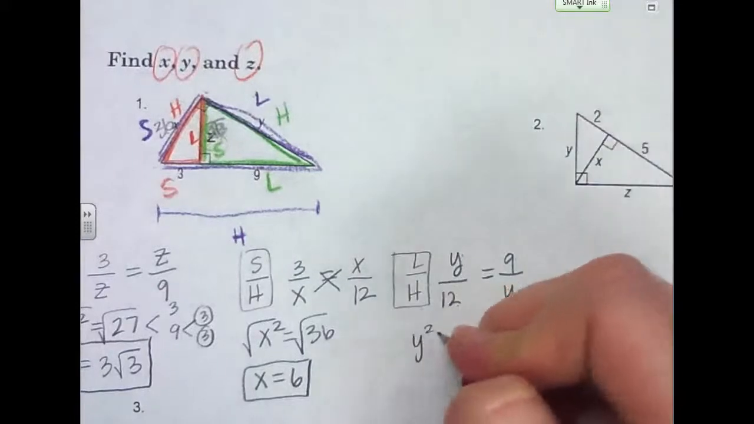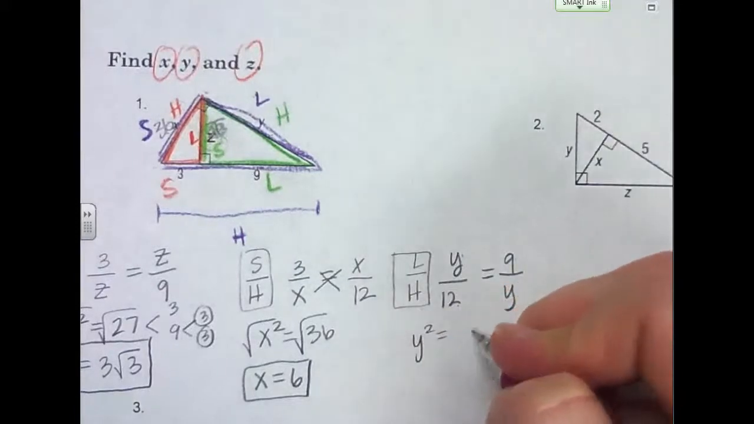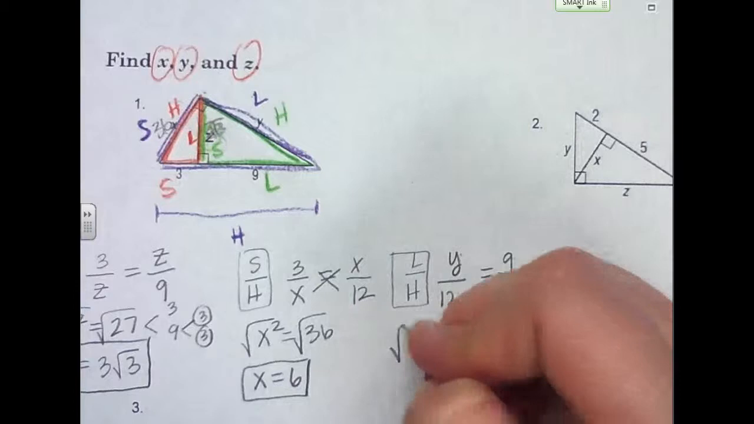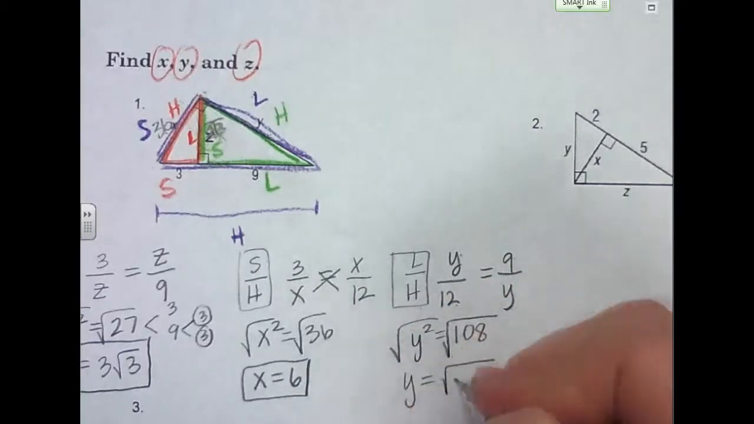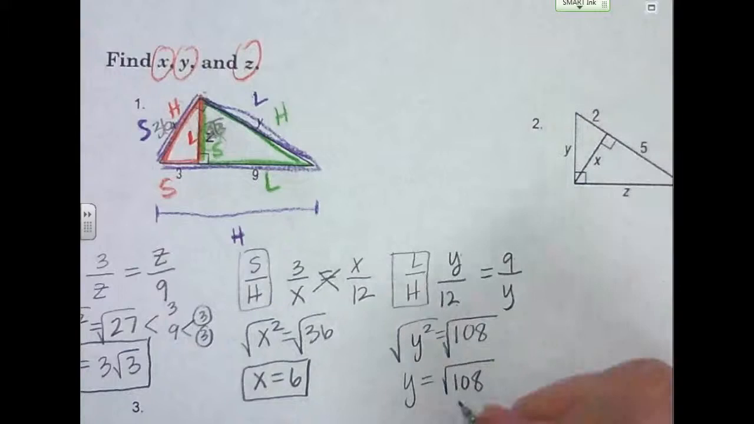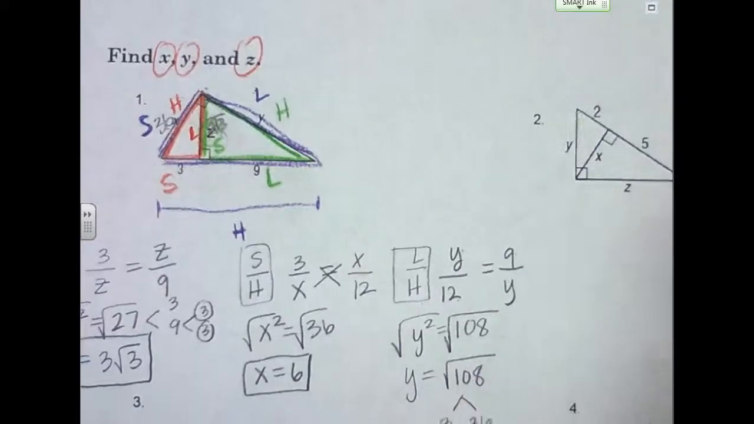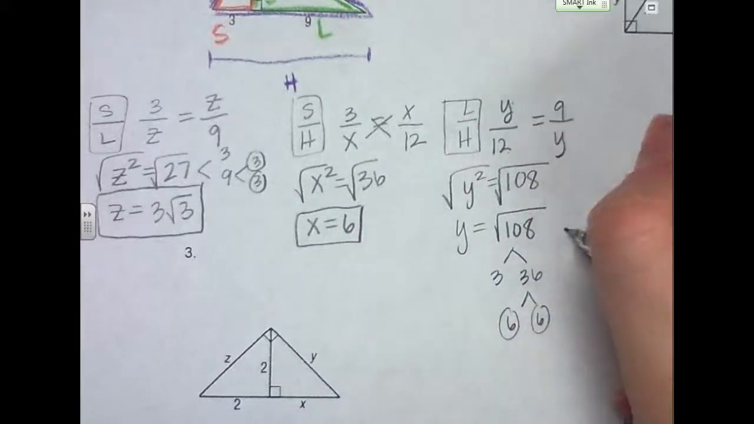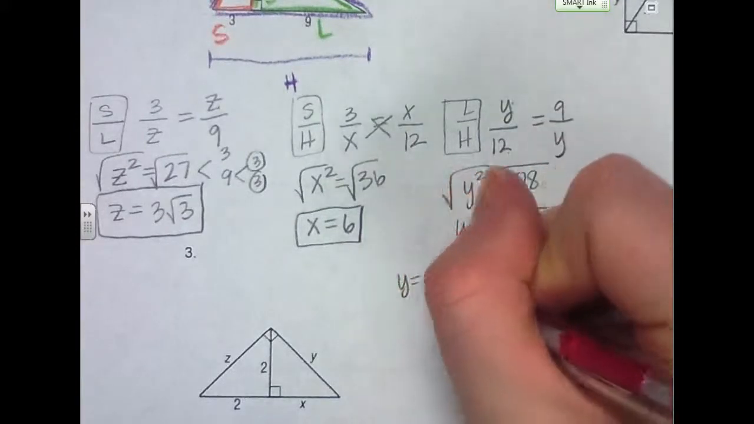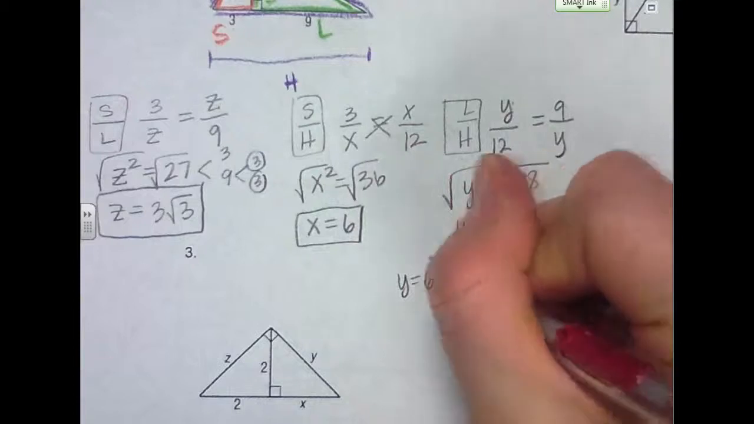If we cross multiply, we get y squared equals 108. So y equals the square root of 108. We can break that down into 3 times 36. So I have a pair of 6s, so y is equal to 6 times the square root of 3.